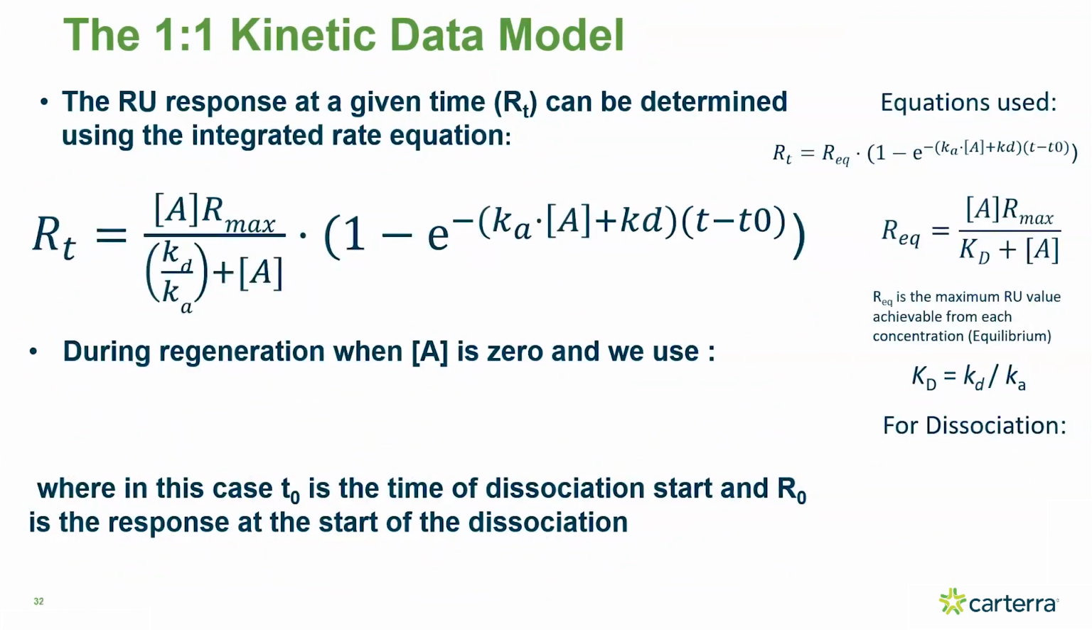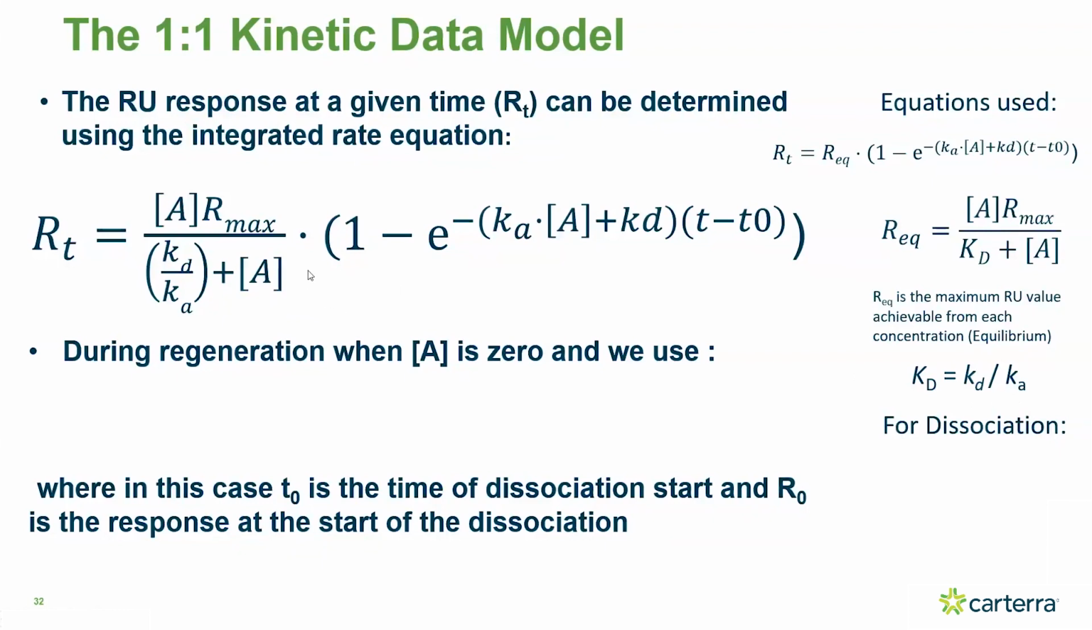So in terms of actually fitting kinetic data the way we typically do, we use this integrated rate equation model. And this is a composite of sort of a slightly simplified version where we have the R equilibrium parameter, which I showed on the previous slide is over on the right-hand side, where we have the concentration of the analyte, the Rmax, and the KD parameter. And then you can substitute in for the KD, the affinity, the off rate divided by the on rate, and end up with the complete integrated rate equation shown here.